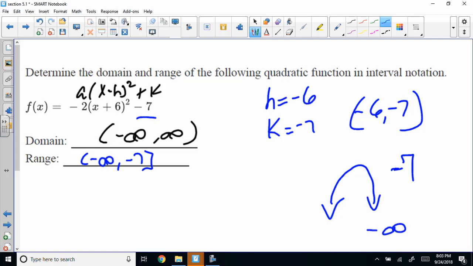Any questions on that? How we doing? Right here. How do I get a positive 6 if this is x minus h squared? How do I get the positive 6? Only if the h is what? There you go. So when you pull it out, do what now?